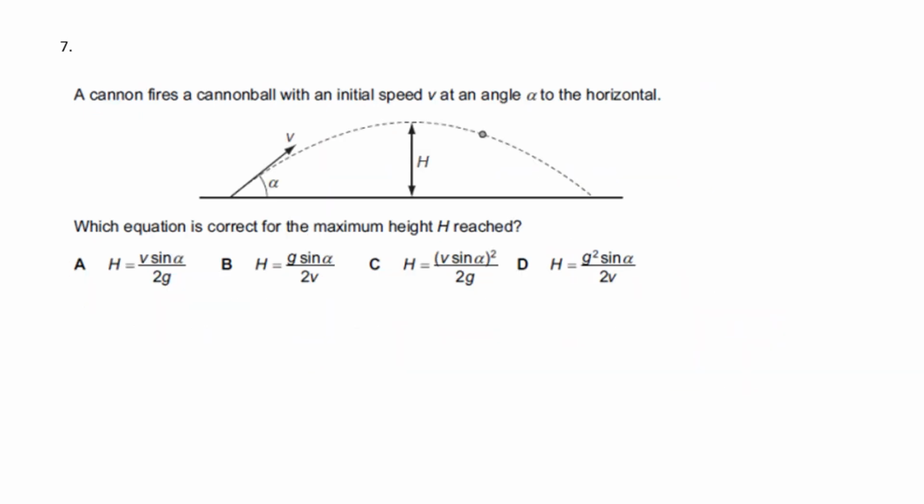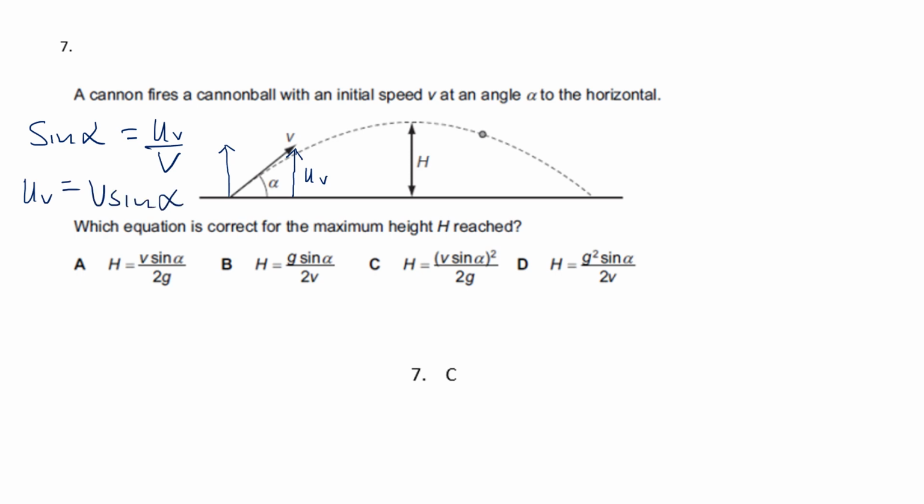Question 7. A cannon fires a cannonball with an initial speed v at an angle alpha to the horizontal. Which equation is correct for the maximum height h reached? So we need to look at the vertical component of the initial velocity, which is the opposite of this triangle. And if we've got opposite and hypotenuse, we can use sine. So sine of alpha is equal to, we'll call it u vertical, opposite over hypotenuse. So u vertical is equal to v sine alpha.